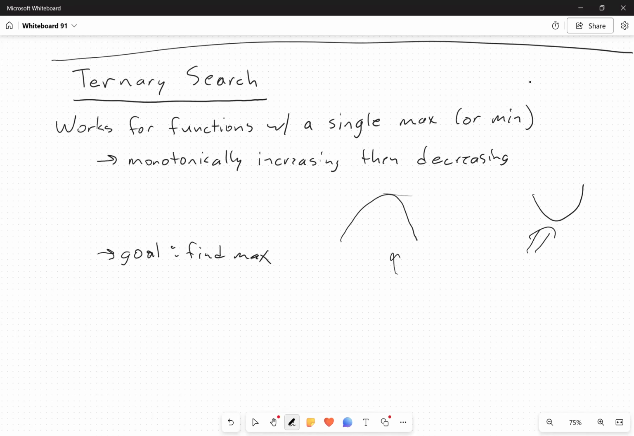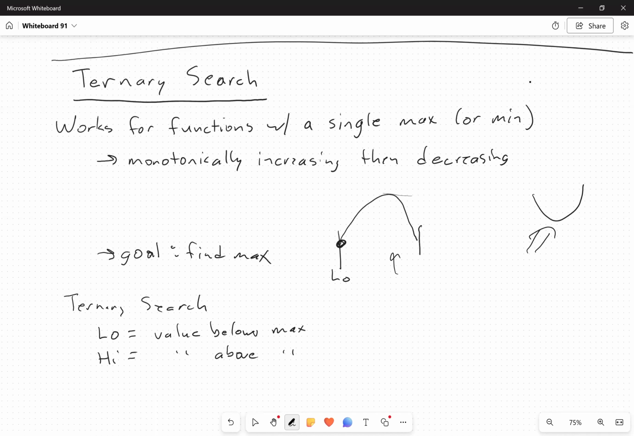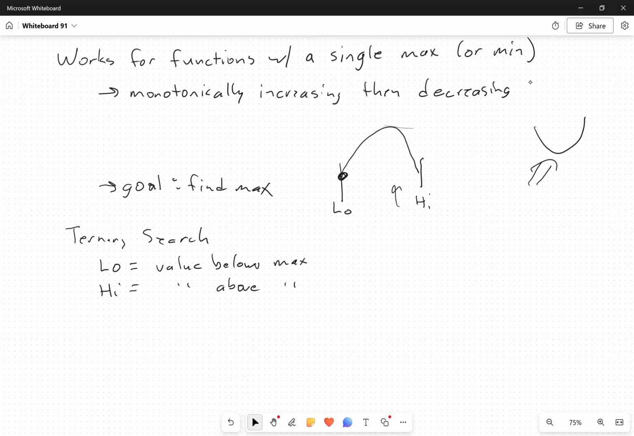So with ternary search, again, we're going to start out with two values. We will start out with low equals a value below the max, and high is going to be a value above the max. Okay, so you have some value here. This is going to be low, and this is going to be high. Okay, and so what we will do, we're trying to find the maximum point here. We're going to generate, instead of just one point, 2 points along the way.